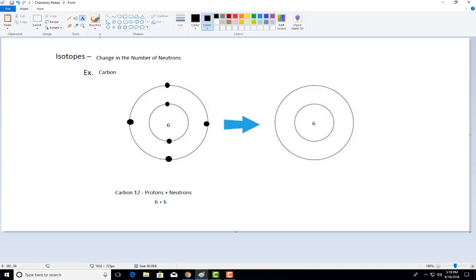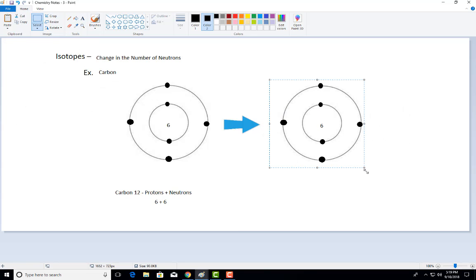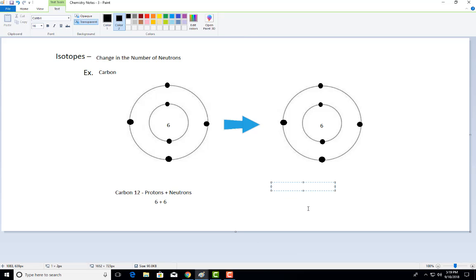But here's the kicker. I'm going to redraw this. I'm just going to copy and paste it over. You can redraw it over here if you'd like. Definitely would suggest doing that. On this side, it still has 6 protons and it still has 6 electrons, but we are going to change the number of neutrons. So there's no longer going to be carbon 12. This is now carbon 14.